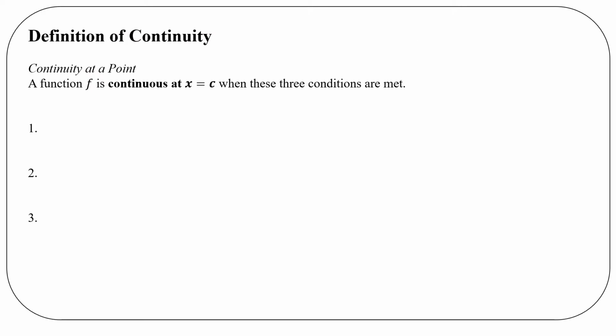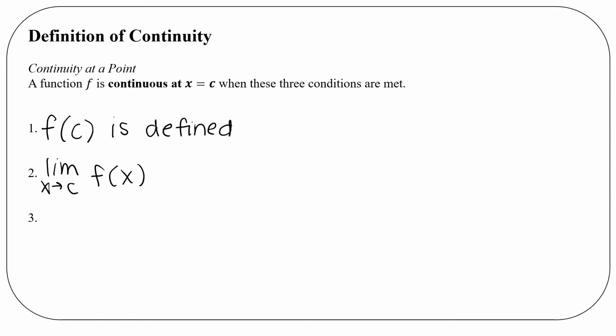So let's quickly just formally define continuity. For continuity at a point, a function f is continuous at x equals c when these three conditions are met. So the first thing that needs to happen is that f of c is defined. Secondly, the limit as x approaches c of the function f of x exists. And finally, the limit as x approaches c of the function f of x is equal to f of c.